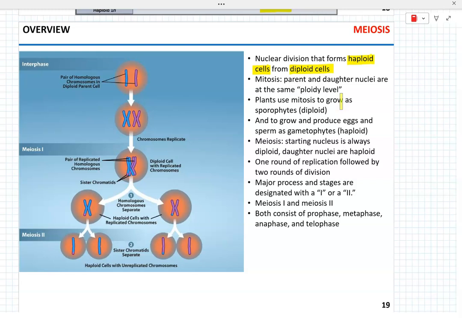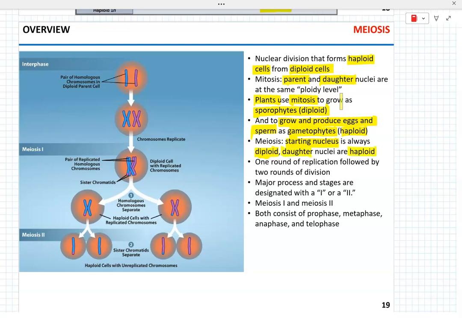Now, in mitosis, you may remember that the number of chromosomes in parental and daughter nuclei is the same. It's the same ploidy level. For instance, plants grow as diploid sporophytes by mitosis. They can also use mitosis to grow and produce eggs and sperm as gametophytes, although these are haploid.